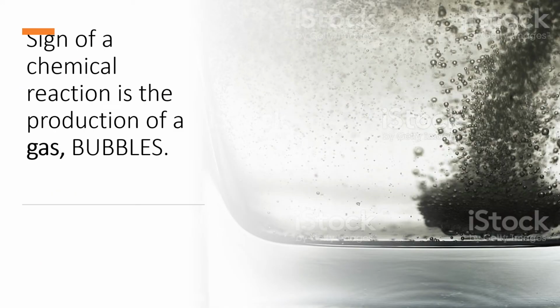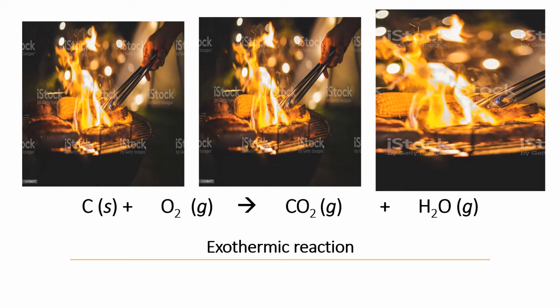Now, another sign of chemical reaction is the production of gas, bubbles. Every time there's a chemical reaction and you see bubble formation, then we can say gas is one of the products. Okay, so another sign of exothermic reaction, which is heat is released, is this one, burning. Actually, this is known as combustion reaction.